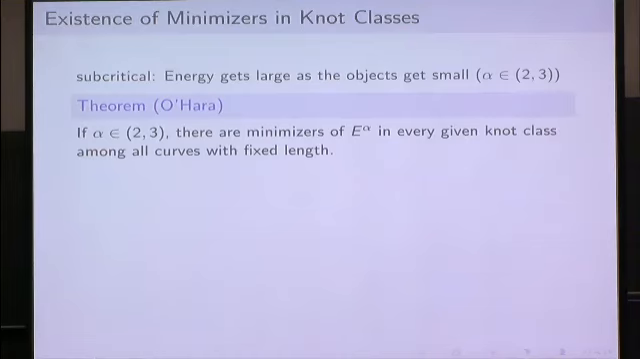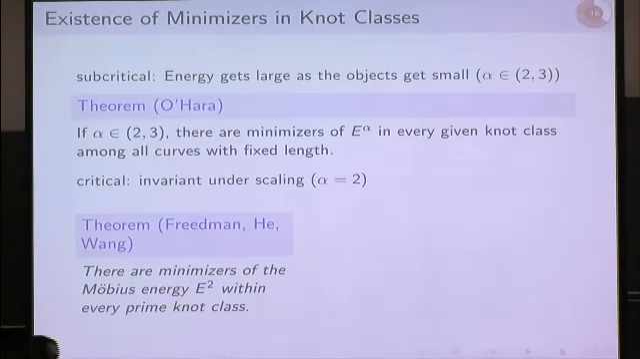But that's not what we want to do. We don't want to minimize the energy among all curves, but we want to stay in fixed knot classes. And well, let's address this question. What about minimizers in given knot classes? And there we get the first distinction between critical and subcritical case. So if we are in the subcritical case, if alpha is between 2 and 3, so not for the Möbius energy, actually we have minimizers, and it's more complicated and a bit open in the case of the Möbius energies.